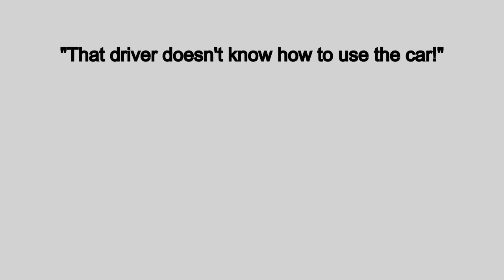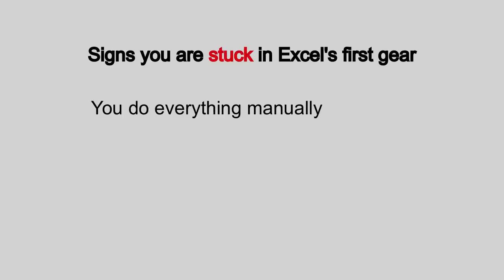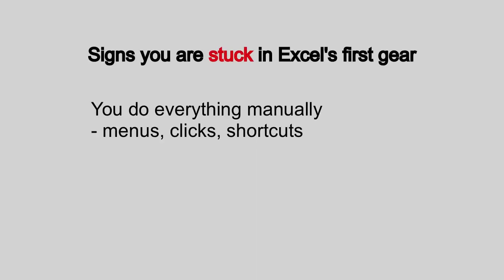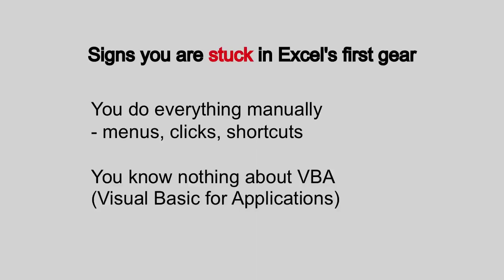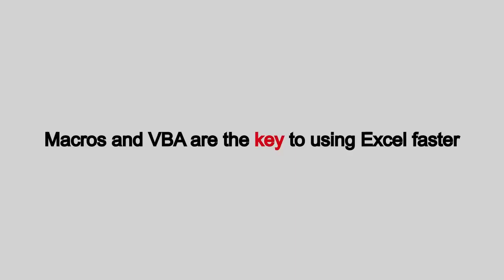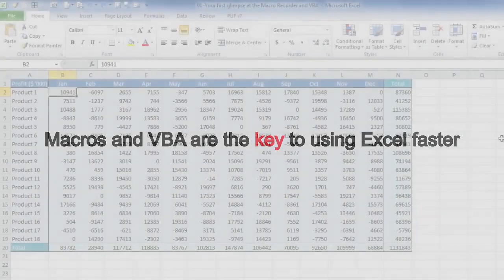You know, it could be the same with you in Excel. Excel has got many gears, and you may only be on the first gear. Now, how do you know that? Well, you'll find yourself using the menus a lot, and you may even learn a few shortcuts, but you won't have touched the most powerful feature, which is the VBA programming language, which is built right into Excel. Now, if you don't know anything about macros and VBA, they are the key to using Excel faster, and I'll show you how in this video.